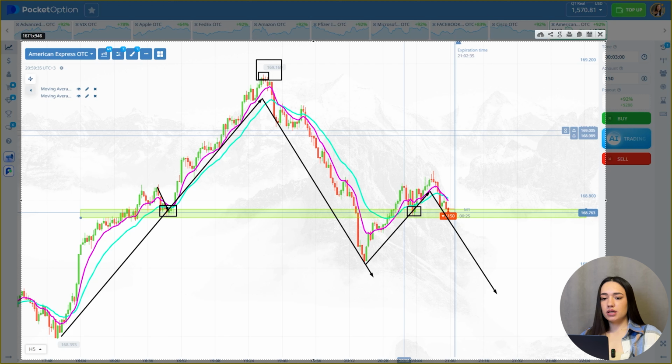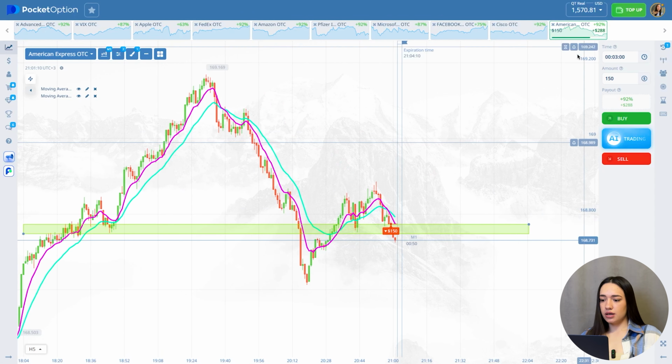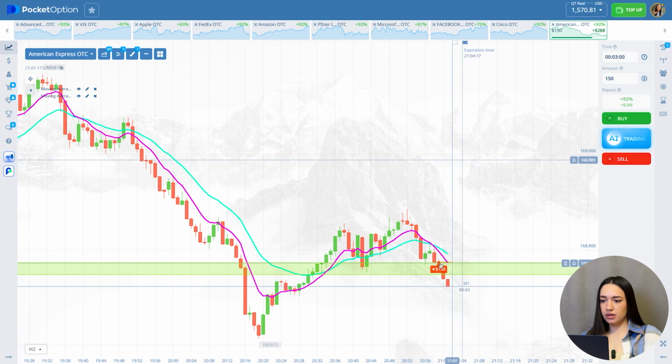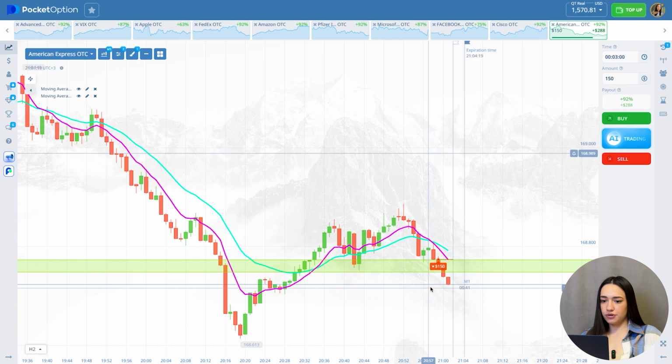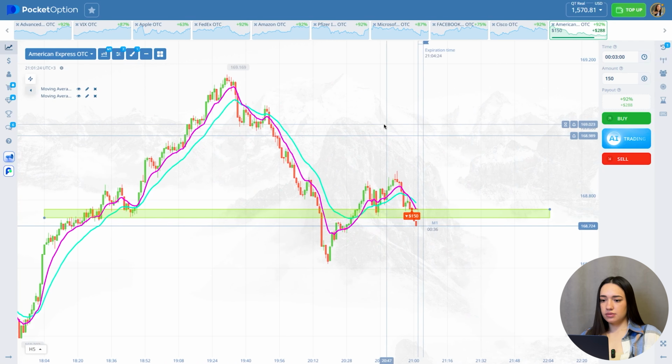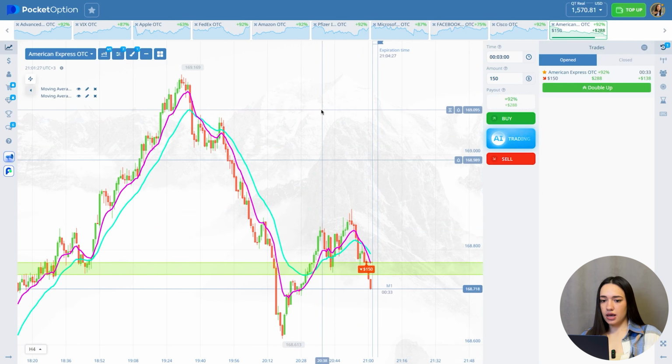And the most important thing here is the moving average crossover. The short moving average crossed the long one from top to bottom, which is a sell signal here, a bearish signal. And that's exactly why we're opening a sell trade. As you can see, the level was broken, just as I mentioned a few seconds ago, and there are about 30 seconds left until the trade ends.